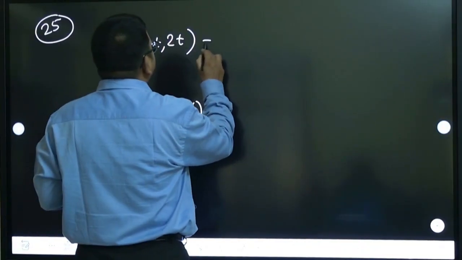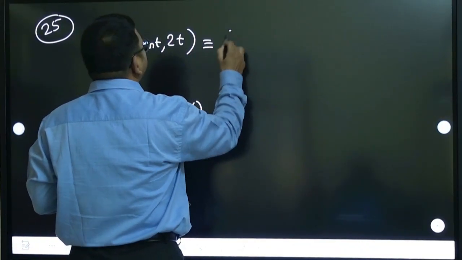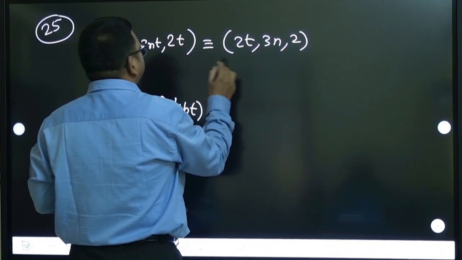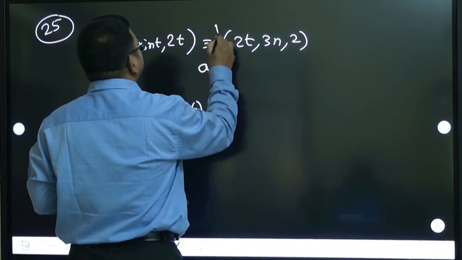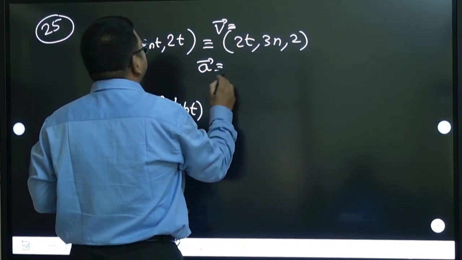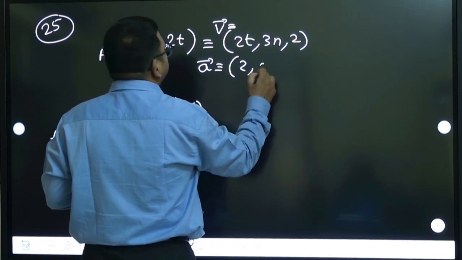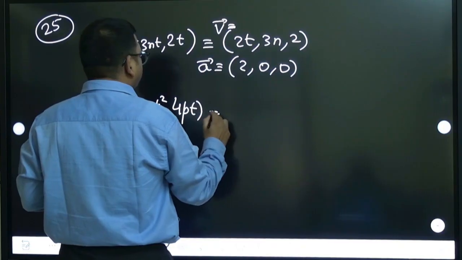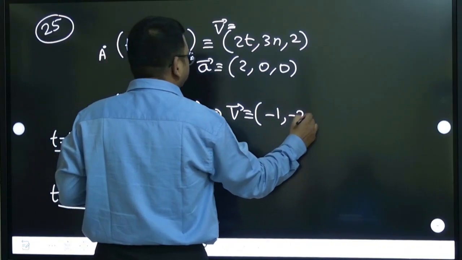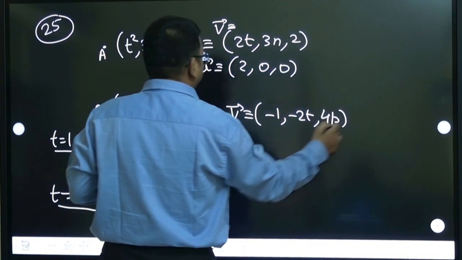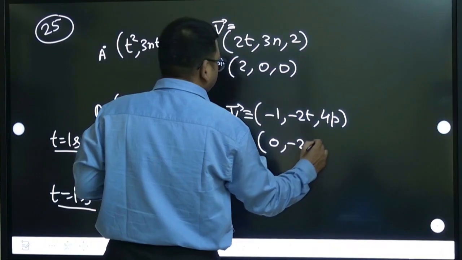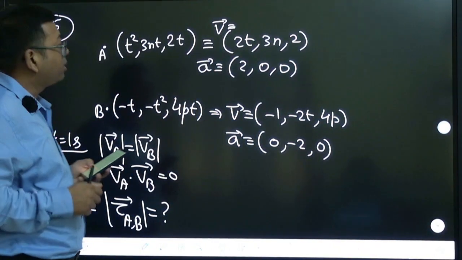So now let us first calculate velocity. Velocity we will differentiate: 2t, 3 and 2. Even accelerations can be calculated. So this is velocity, right? And the acceleration vector will be 2 0 0. Similarly from here calculate the velocity vector, minus 1 minus 2t, 4p. Calculate the acceleration vector, so 0 minus 2 0, because p and n are constant.